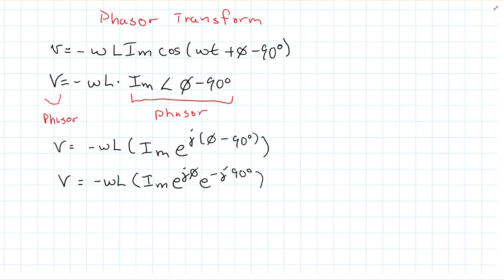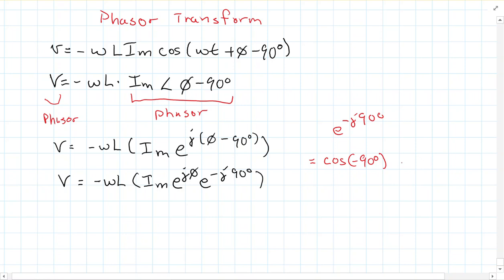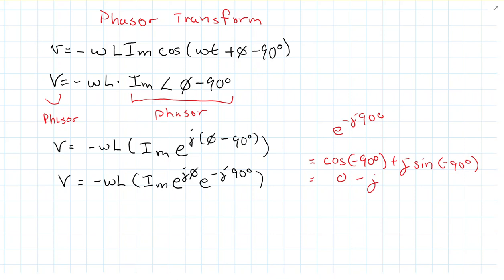Now that's important because I'm going to do a little side computation here, and I'm going to compute e to the minus j 90 degrees. Because using Euler's identity, this would be cosine of negative 90 degrees plus j sine of negative 90 degrees. But wait, cosine of negative 90 degrees, that'd be 0. And then this would be minus j. So the key thing here is I have minus j now that I can substitute in for this term here. And we'll see why that's important in a second.